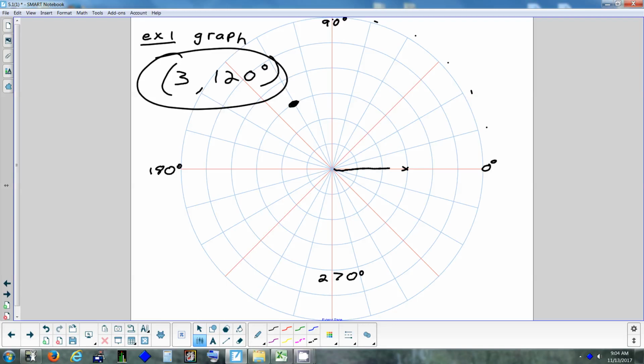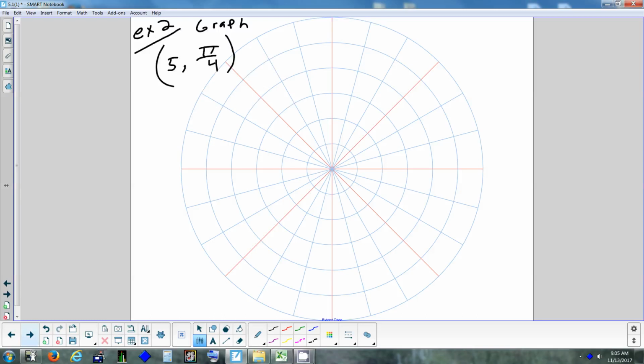So that's right 3, and then left. I'm not going to keep that on this one, but I'm just showing you the direction I went to get to that point. Right 3, counterclockwise 120. Okay. Any questions on that one? Well, that's it. That's how you graph a point.